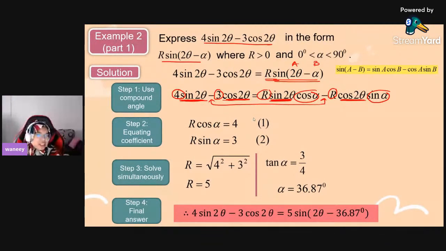Example 2, the question is a bit long, so I simply separate them into two parts, where the first part I simply find out what is r sine 2 theta minus alpha, and for the second part we are going to solve to find out what is the value for theta.